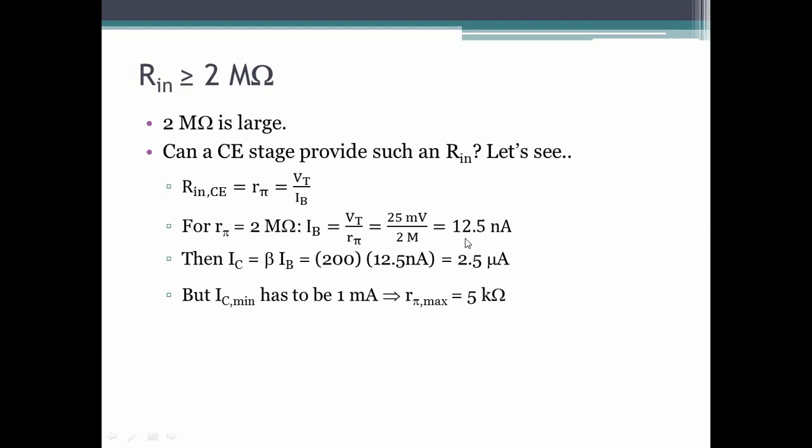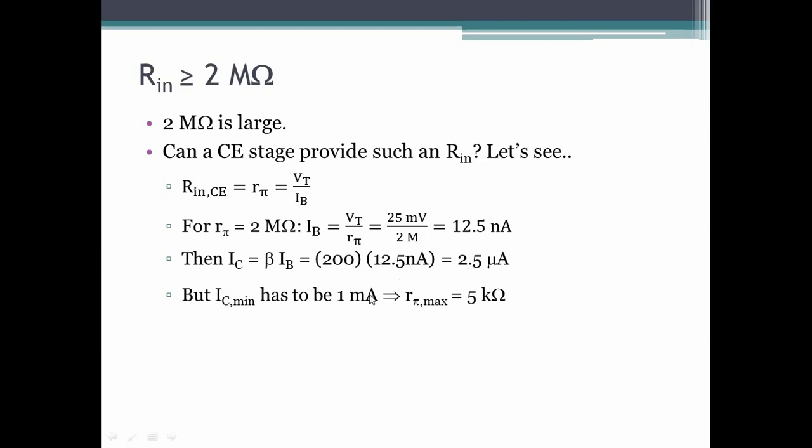If the base current is 12.5 nanoamps, we have a beta of 200. So that gives us a collector current of 2.5 microamps. So what we are saying is that to get an input resistance of 2 mega ohms from a common emitter stage, the collector current must be 2.5 microamps. But we are told that the minimum collector current must be 1 milliamp.